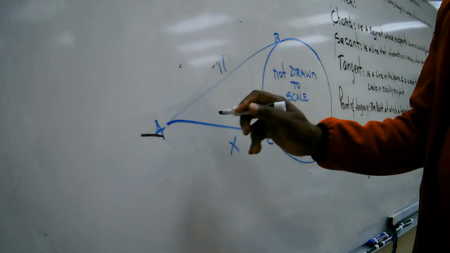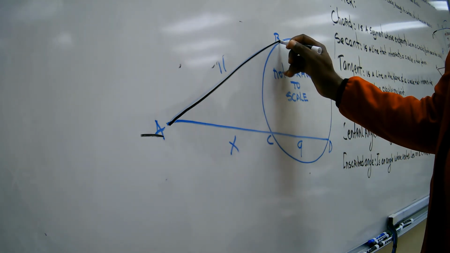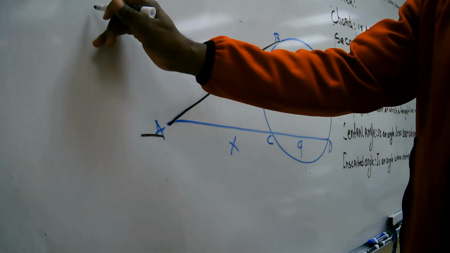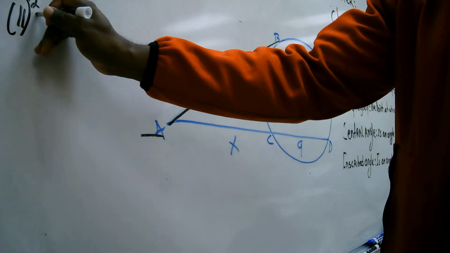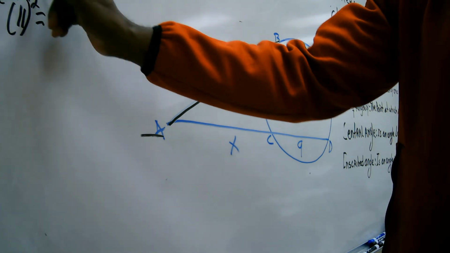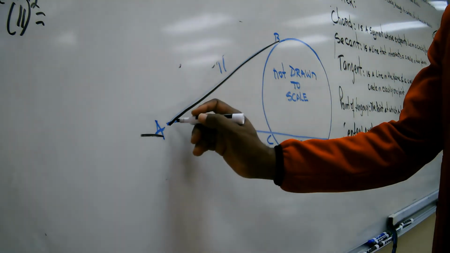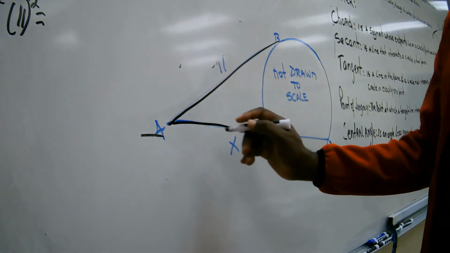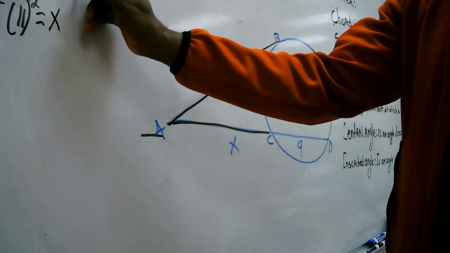So remember, AB is your tangent, so you will have to square your tangent according to the theorem. In this case it is 11. We're going to take 11 and square it, AB squared. You have to square the tangent. It will always equal the external part of the secant. The external part in this case is x, which is represented by AC.